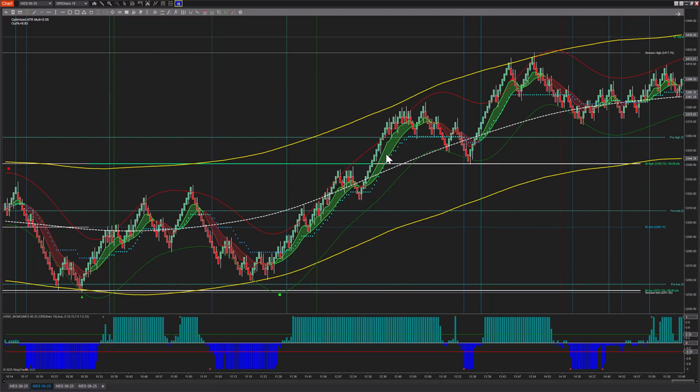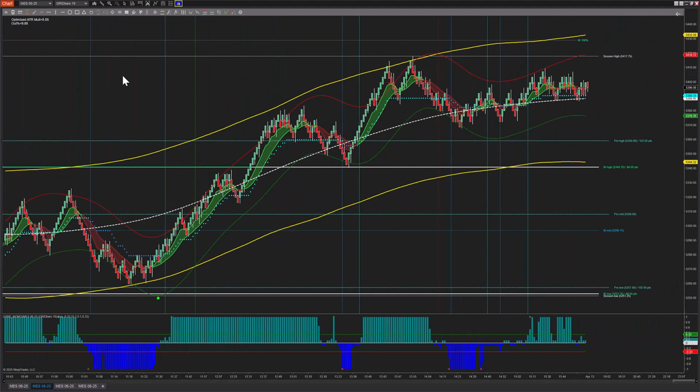Now, the core of this system here are the outer bands and how they relate to the inner bands. The cloud here and the dots that you see are additional nuance to refine for a bit of trade management. Now, you will note, of course, that I'm working with Renko bars.